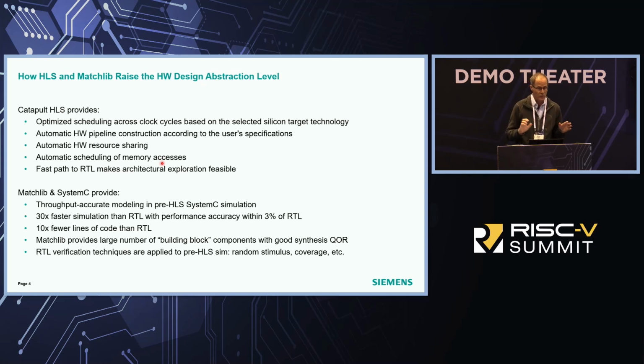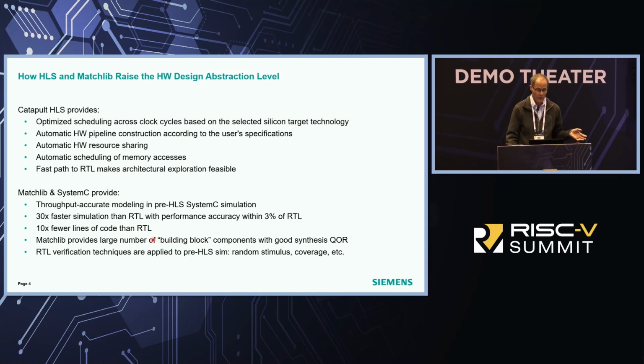The other thing is that Matchlib and SystemC provide a very accurate simulation environment very early in the design process. There's this notion of throughput accurate modeling that enables you to see what the final performance characteristics of the system will be very early in the design process. And the simulation is very fast. It's about 30 to 300 times faster than RTL, and it's very accurate, within 3% of the RTL simulation. It's also about 10 times fewer lines of code than the RTL.